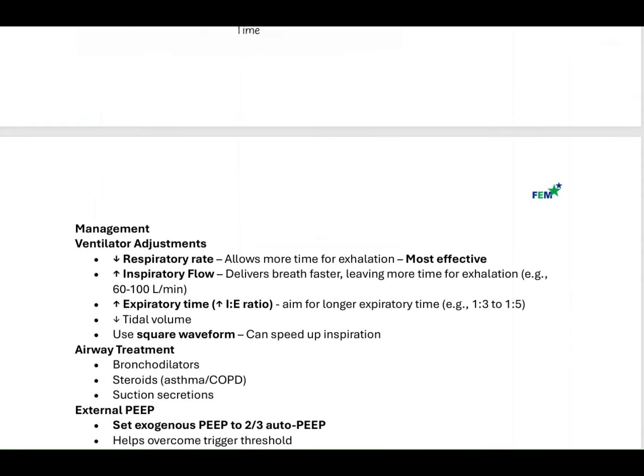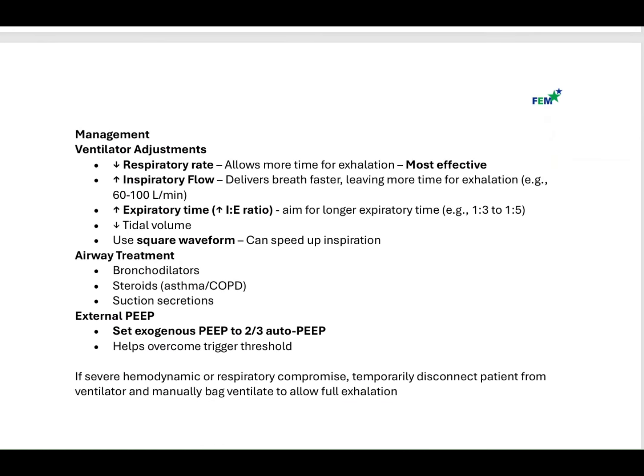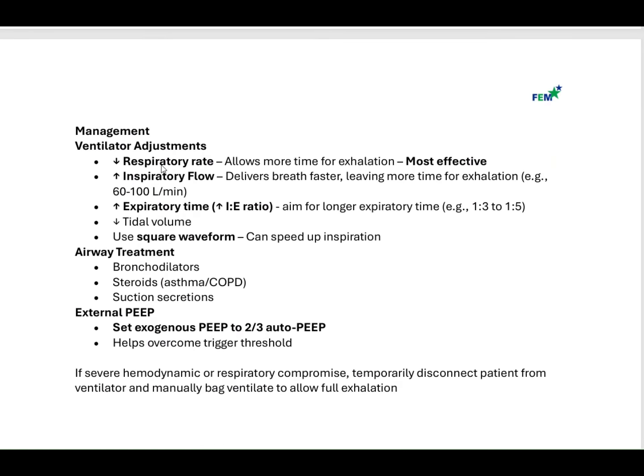So moving on, guys. How can we manage this? What can we do on the vent to manage this? On ventilator adjustments, you can decrease the respiratory rate, because by decreasing the respiratory rate, you are allowing more time for exhalation. And guys, this is the most effective method, right? Keeping the respiratory rate on the lower end will help to allow more exhalation. You can increase the inspiratory flow, whereby the breath is delivered faster. By delivering the breath faster, that's shortening the inspiration, thereby allowing more time for exhalation.